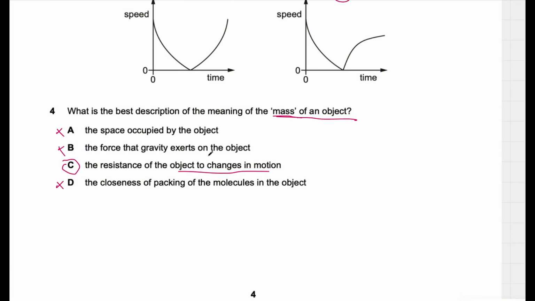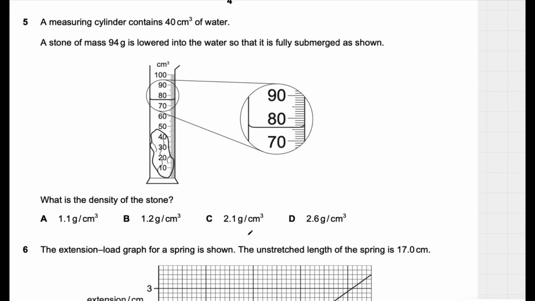Okay, so let's move on to the next question. Okay, question number 5.